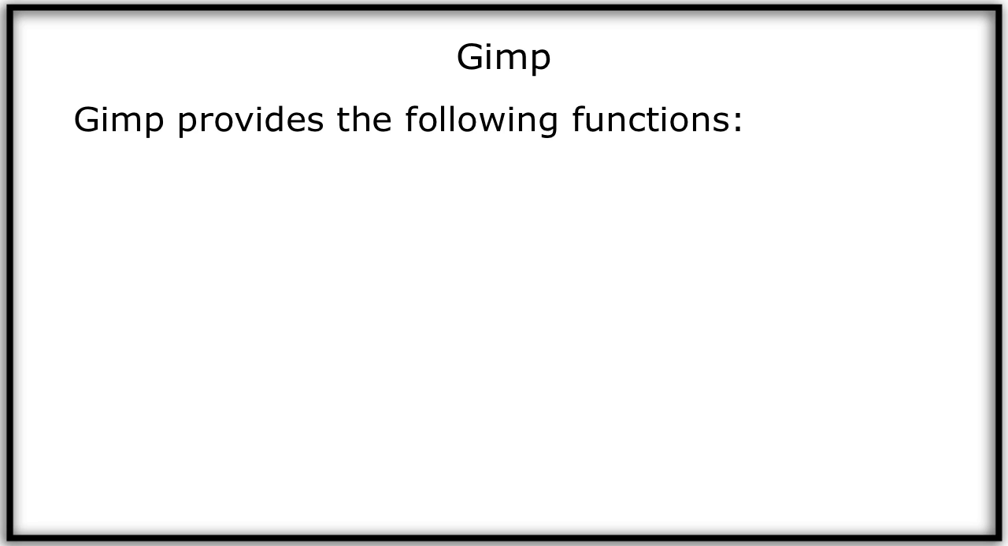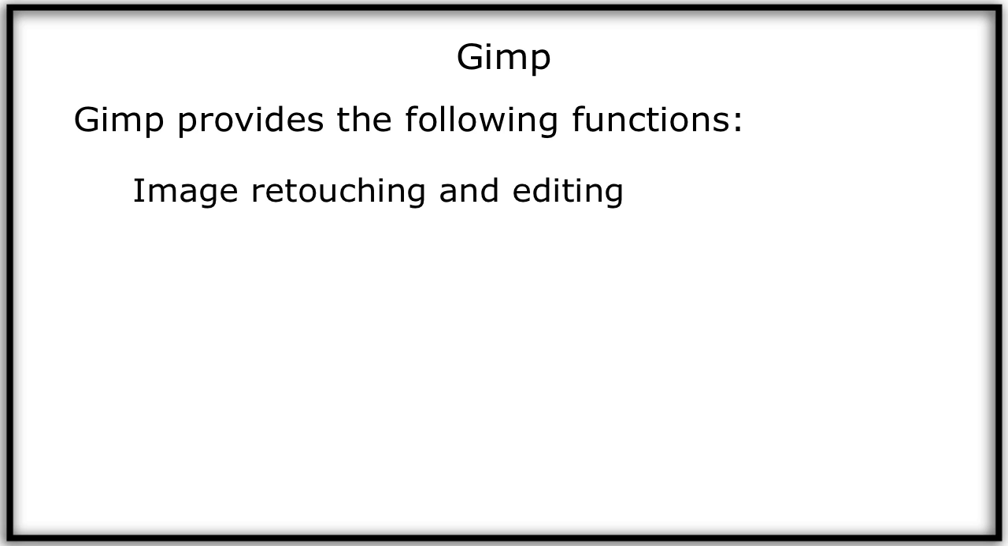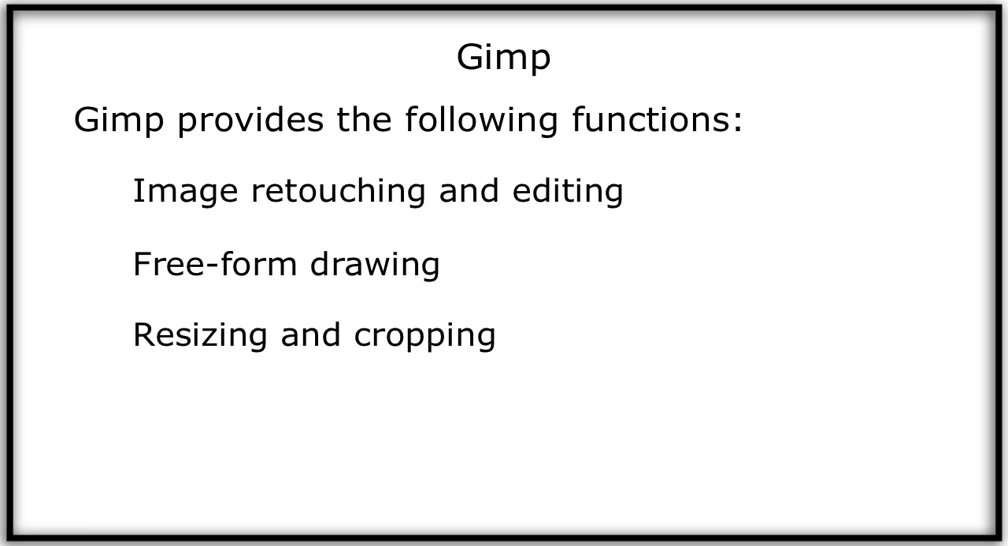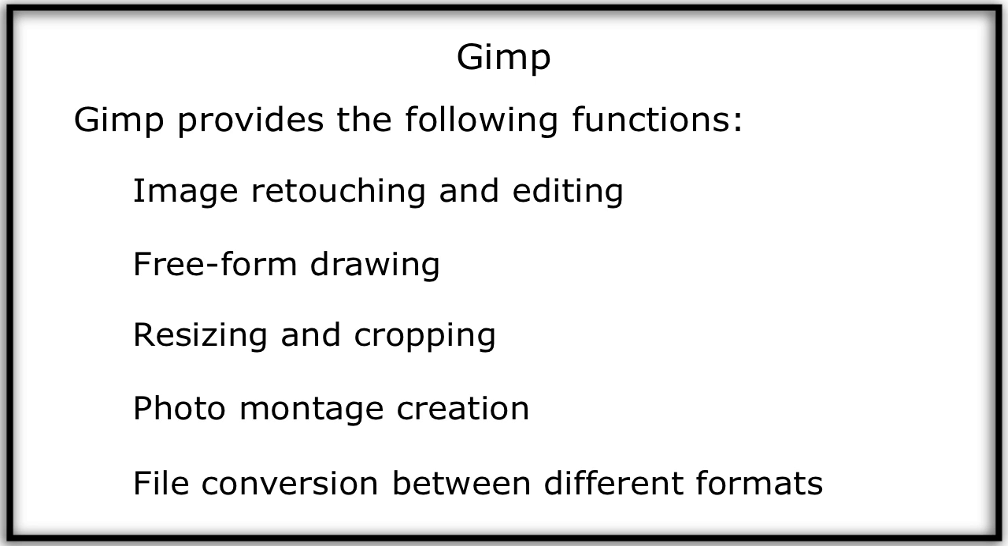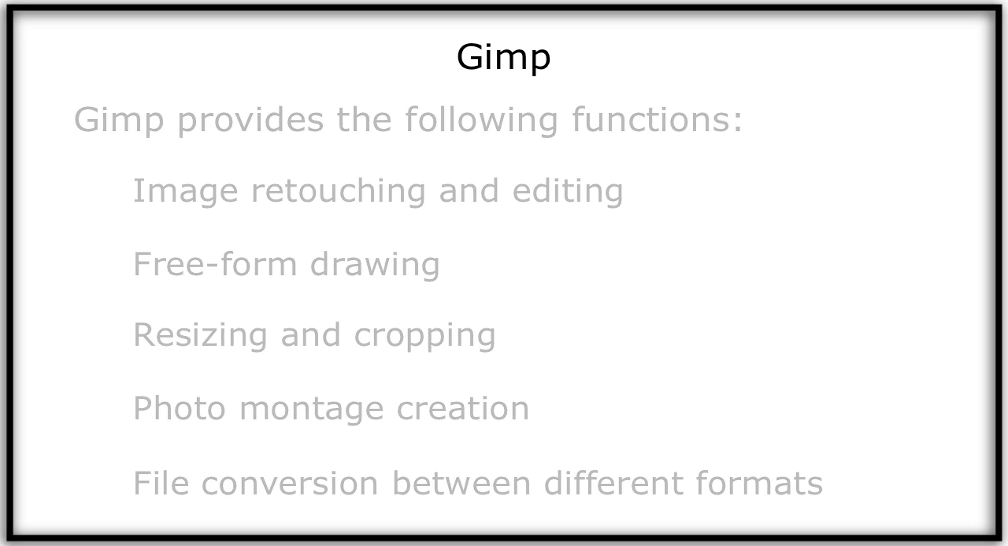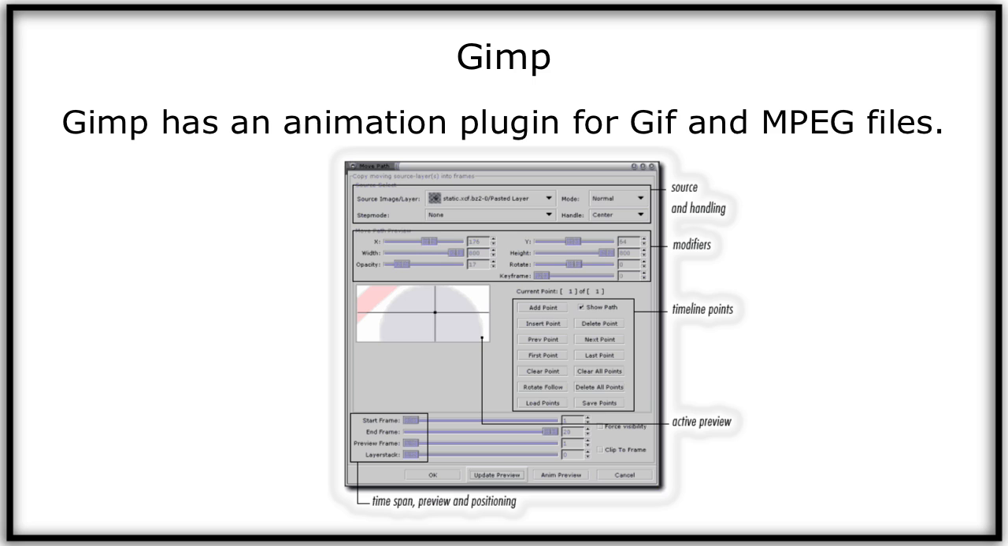GIMP provides the following functions: image retouching and editing, freeform drawing, resizing and cropping, photomontage creation, and file conversion between different image formats. Animated images such as GIF and MPEG files can be created using an animation plugin.